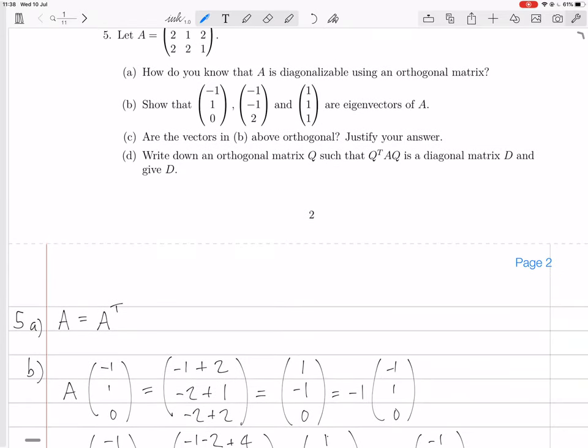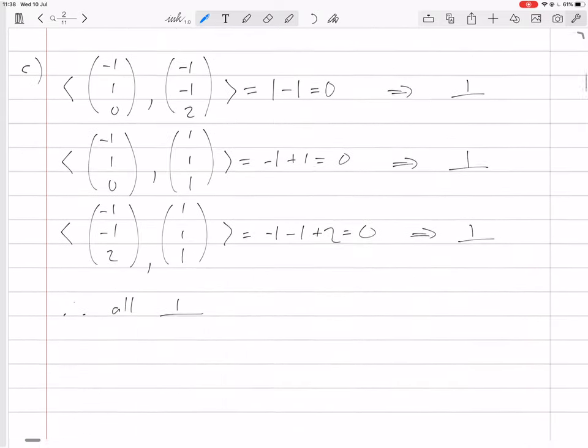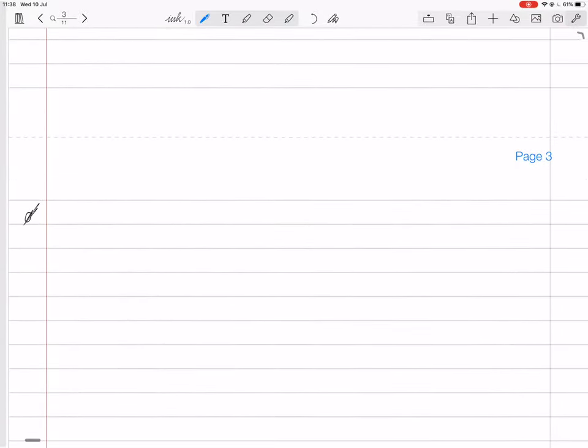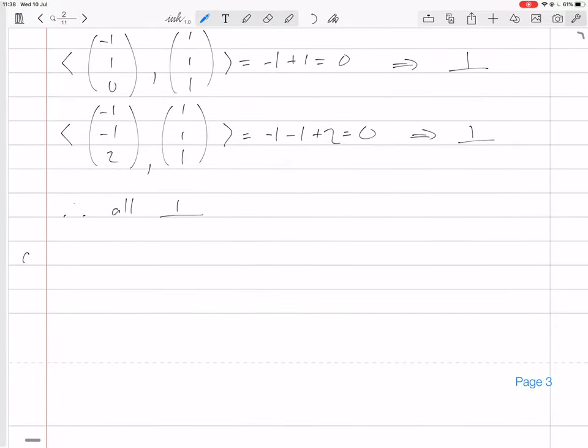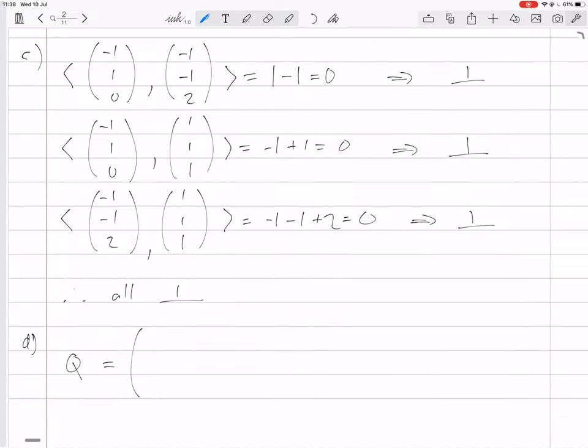D. Write down an orthogonal matrix Q such that Q transpose Q is a diagonal matrix D, and give D. Okay. So the columns of Q are going to be these three vectors, but then I'm going to have to scale each by its norm to make each vector normal, because an orthogonal matrix is a matrix with orthonormal columns. So the first one is like that, the second one was minus 1, minus 1, 2, and the third one was 1, 1, 1.